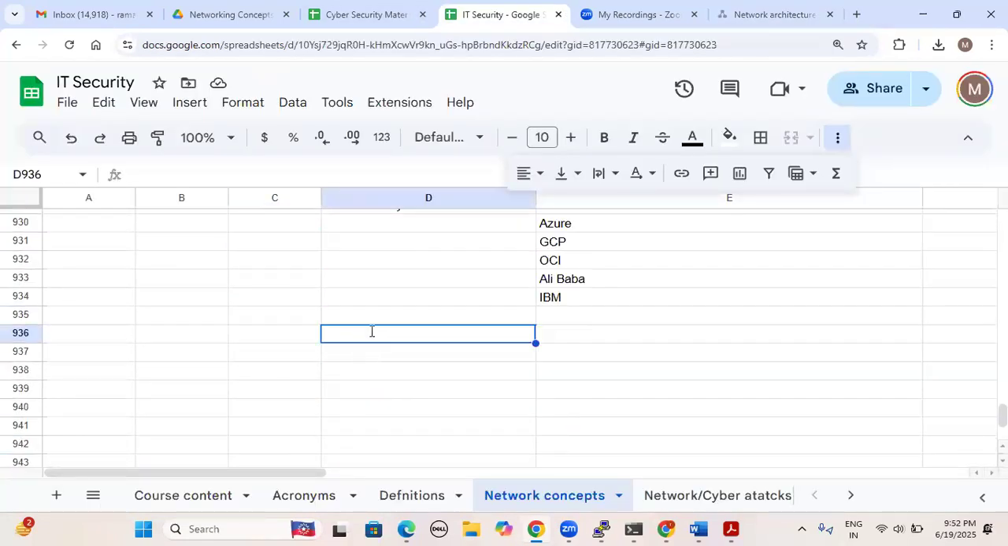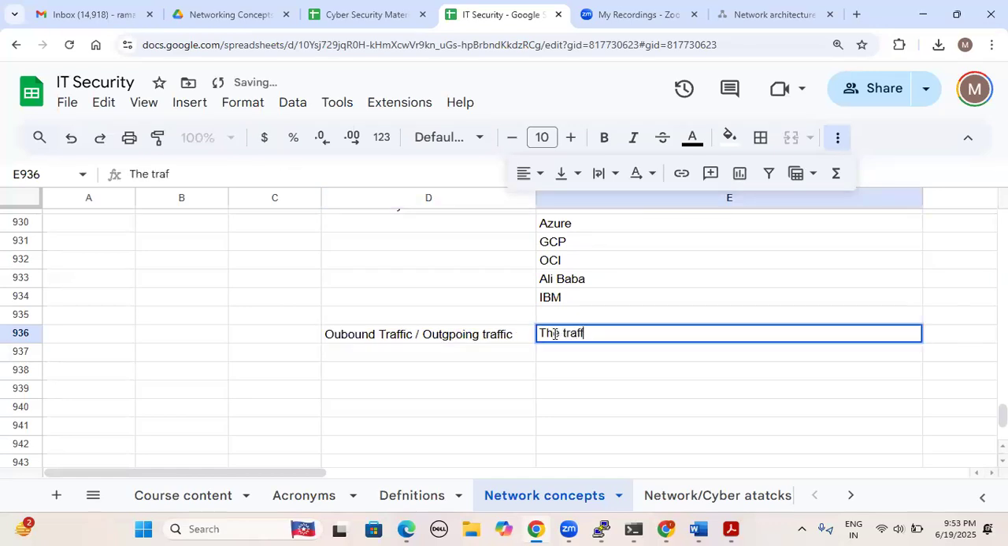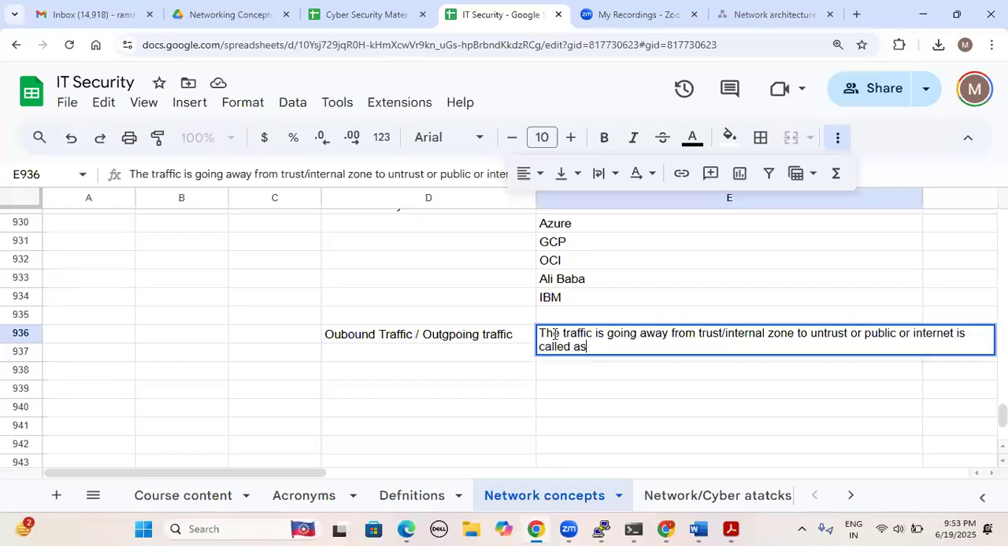So what is the first one? Outbound traffic, which we have already seen or discussed, or outgoing traffic. The traffic going away from the trust or internal zone to the untrust, public or internet zone is called outbound traffic, or otherwise outgoing traffic.